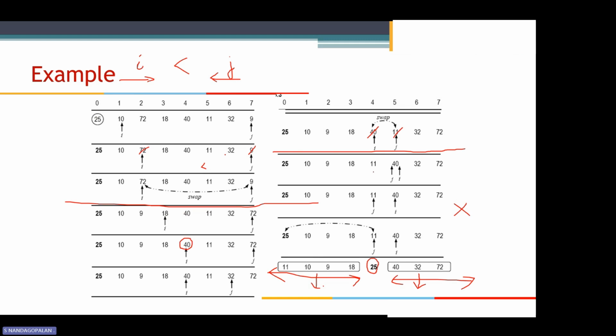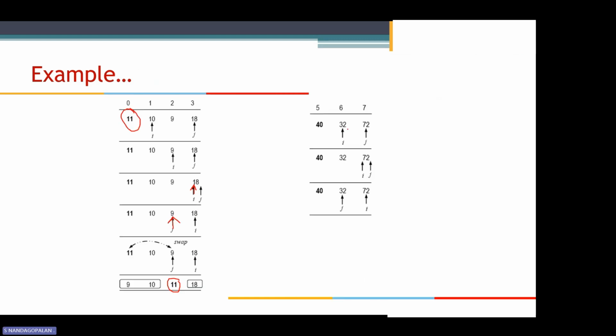40, 32, 72. So this is my pivot. And i and j: less, no. So i stops here.